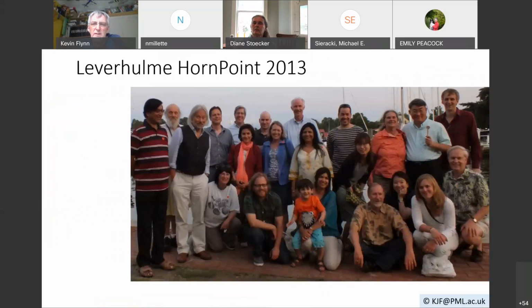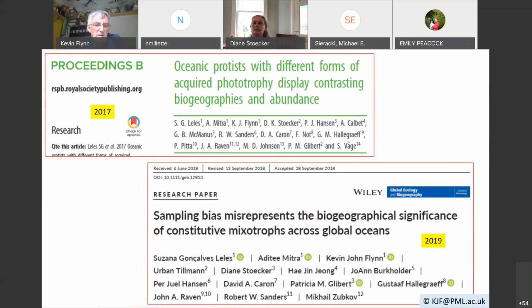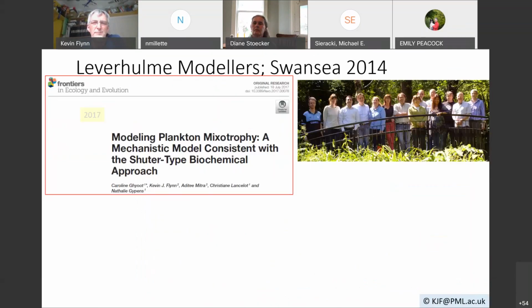We then have a meeting in Horn Point with another collection of famous and dubious individuals. And from there, we generated more outputs. And this is where Susanna's work started to work with all the others to bring together information which basically showed these organisms are of some form or other are everywhere all the time.